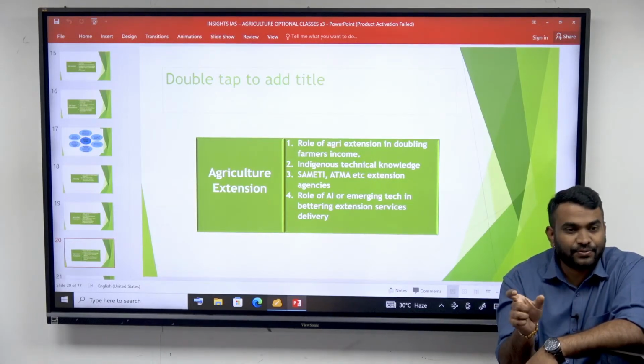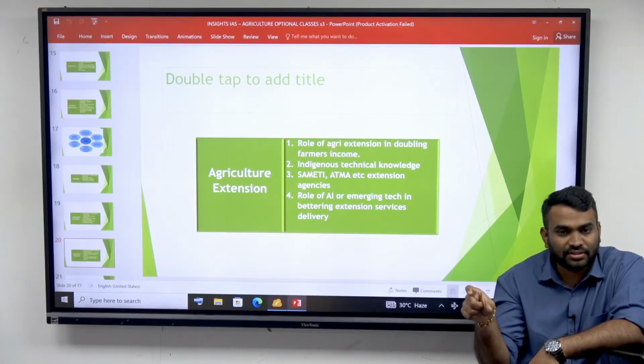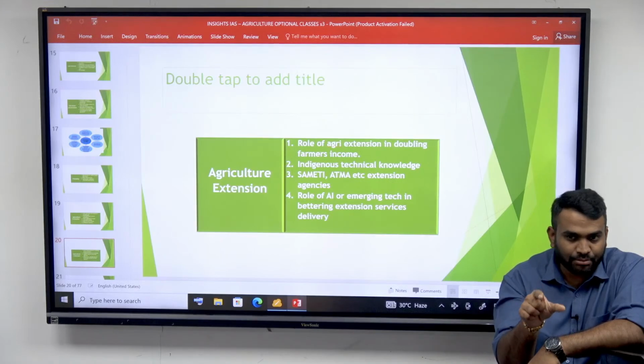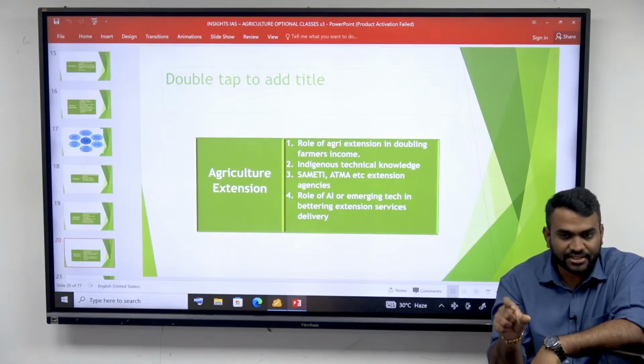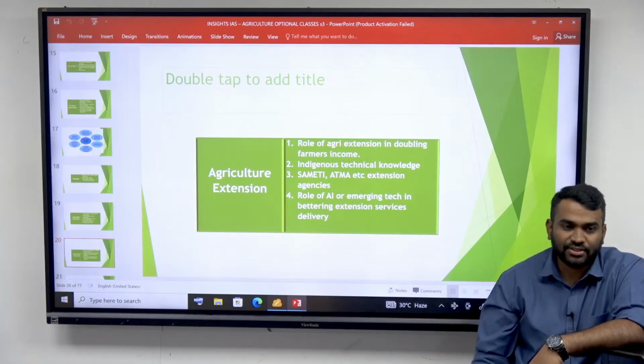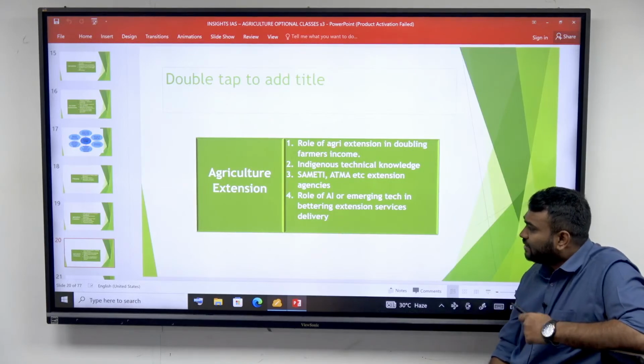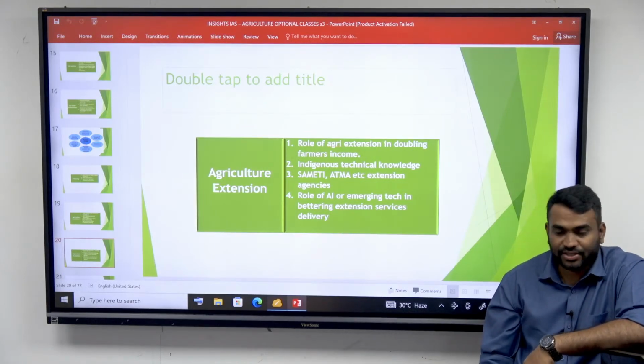So now already they are focusing on this thing. So it is on us to understand that, okay, now they are focusing on modern lines. That is to say emerging technologies, or artificial intelligence and its role in agriculture as a whole, or its role in this extension. So that is one of the potential questions we can expect here. So these are the things from this agriculture extension.